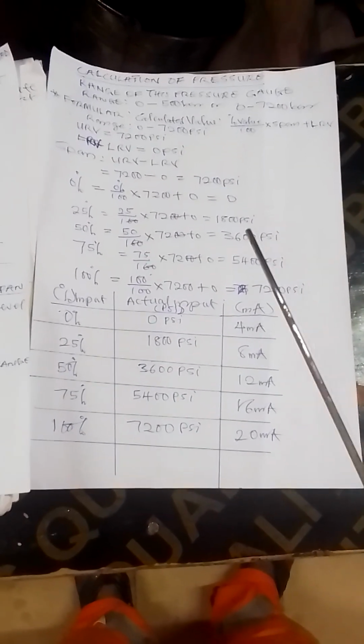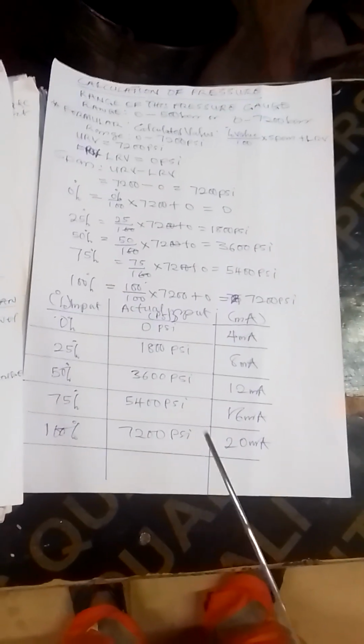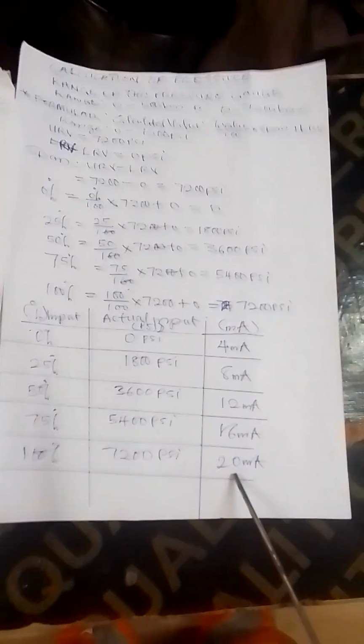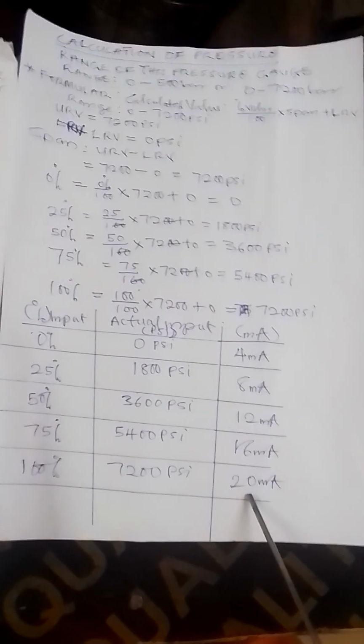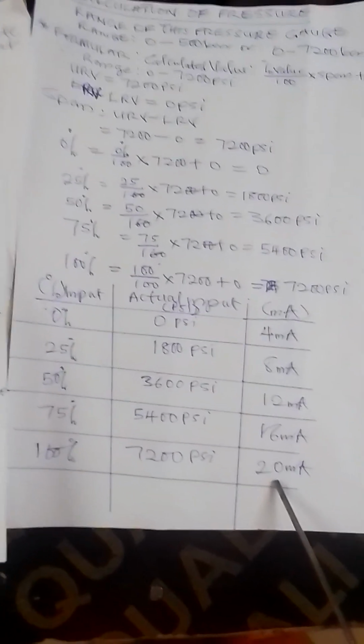0 to 7200 is the range of that gauge of the pressure transmitter. As you can see here, 100% is 7200 psi, 20 milliamps. So that is how it is. This calculation is easy for you to learn. Take it every time, make everything very simple. The formula is there for you. Take it and go and calculate it.